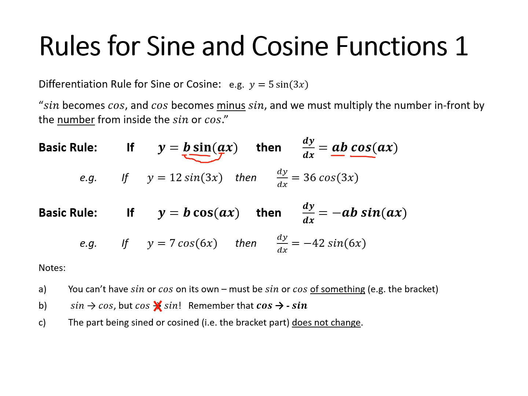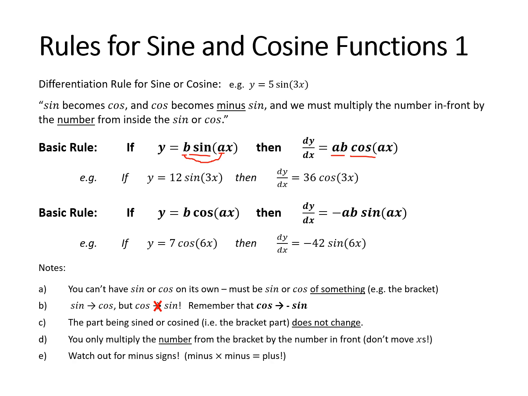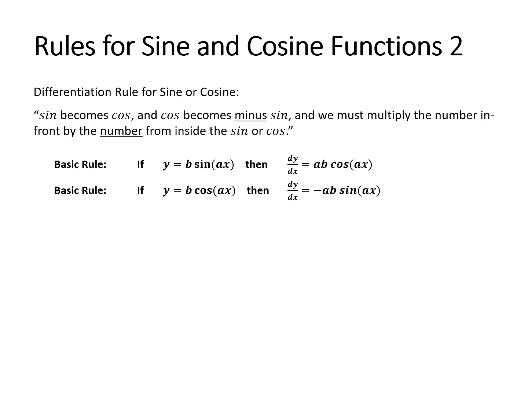The bit that's being signed or cosigned doesn't change, so that bracket bit stays the same. And you need to remember that you only multiply the number from within the bracket times the number in front. You don't multiply the x. You shouldn't be moving x's anywhere in this differentiating. And the last thing is, sometimes there is a minus sign inside the bracket and a minus sign outside the bracket, so you end up multiplying two minuses, and two minuses make a plus. So here's the rule again, and then we'll look at some examples.